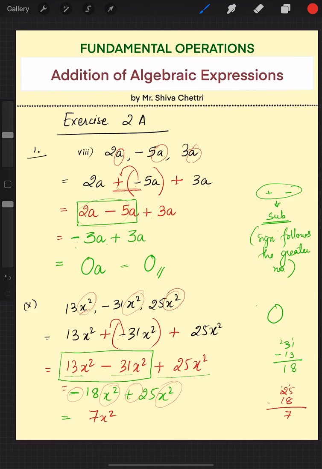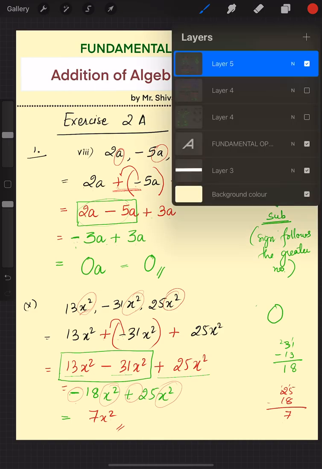So plus and minus, that gives you minus. So 18 and 25 you subtract, you will get 7x square. So what is greater in both the cases? It is plus. So my answer is 7x square. Let us see. Yes, correct. Okay.